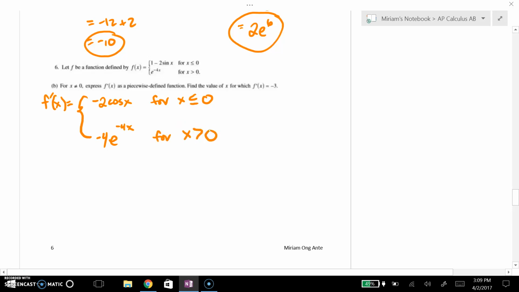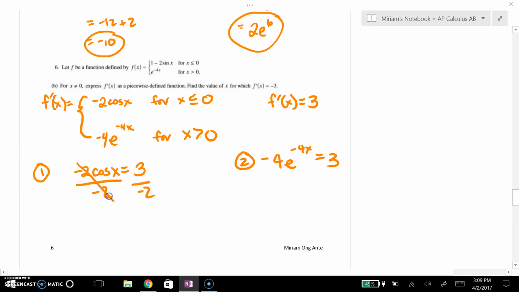Okay, and then it's saying, this is a little bit different. What value of x does the derivative equal 3? So it means we have to figure out, okay, which function here will give us 3 as a derivative? Well, let's try -2 cosine x equals 3 for the first part. Or is it -4e to the -4x equals 3? Which one here contains 3? All right. If I divide by -2, I have cosine of x is 3 over -2. It might be easier to see as -1.5.